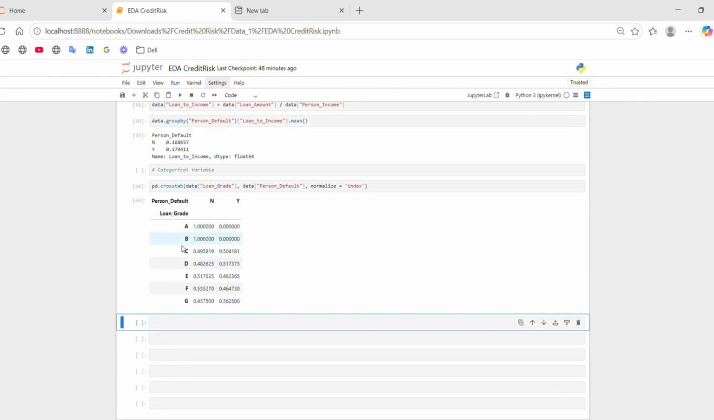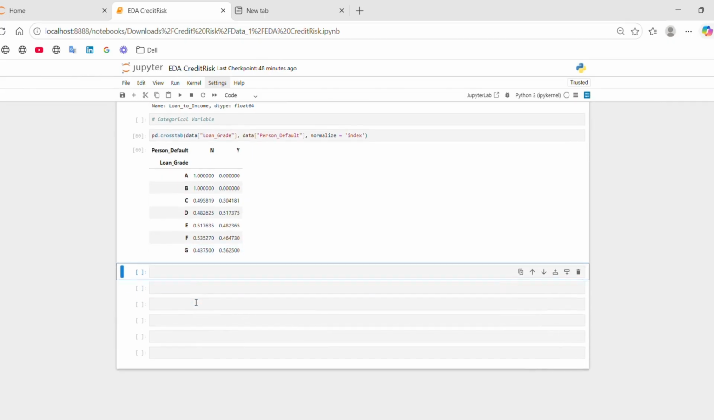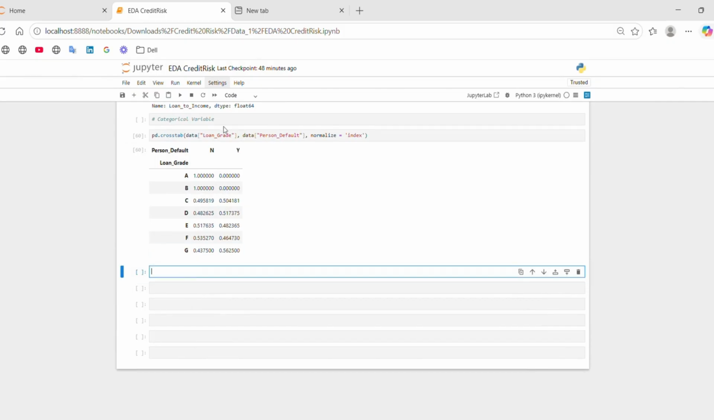Let's see. Yes, so this shows the default rate across different grades. For A and B, the percentage of non-defaulters is good and defaulters are not present. For grade G, you can see that the highest default is with respect to grade G. So you can do this kind of analysis for other variables as well.